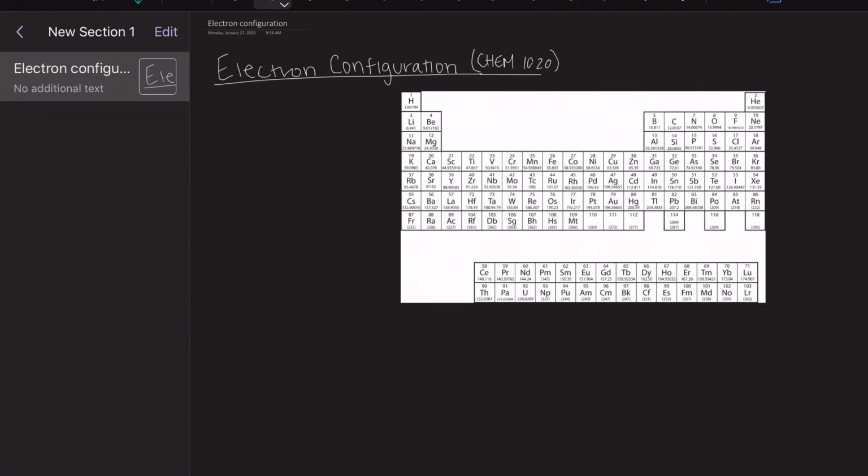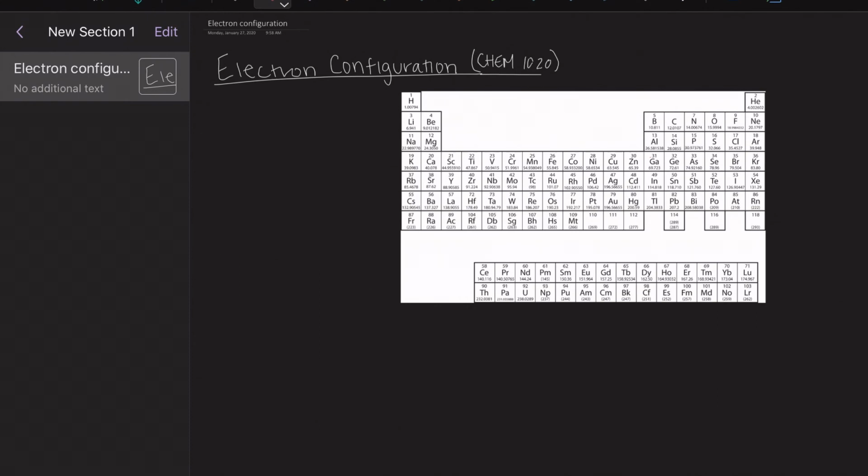Today we're going to talk about electron configuration. Electron configuration is a way that chemists can write out where an element's electrons will be. And this can tell us things about where the energy levels lie and also how an element will react if we do a chemical reaction.